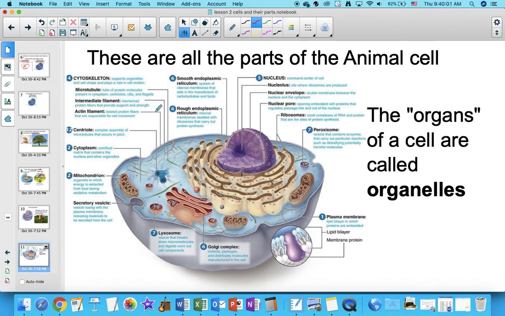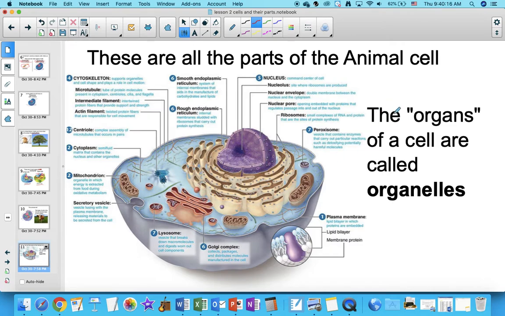So these are all the parts of the animal cell, right? This is what the animal cell has that lets it do its job. It has this nucleus, this ribosome, mitochondria, Golgi body, etc., and all of these things work in the cell so that the cell can do its jobs.